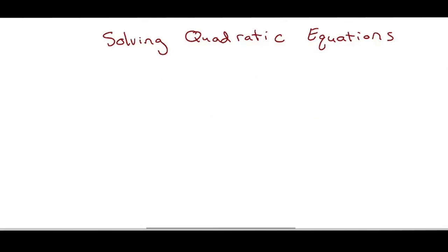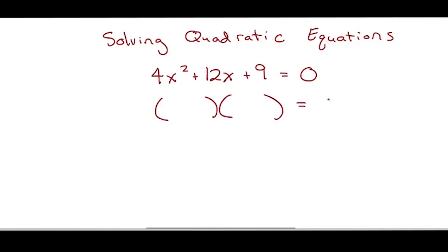But let's say you have 4x squared plus 12x plus 9 equals 0. All right, so this is already set equal to 0. So we're in good shape there. So I'm going to make my 2 parentheses, set it equal to 0. So this plus sign is going to tell me that my signs are going to be the same. And this sign tells me what the 2 signs will be. So they will both be plus.